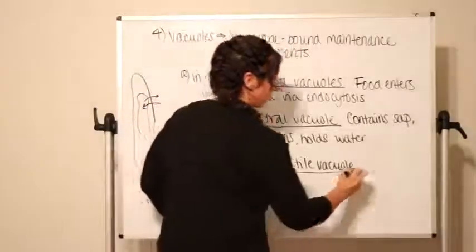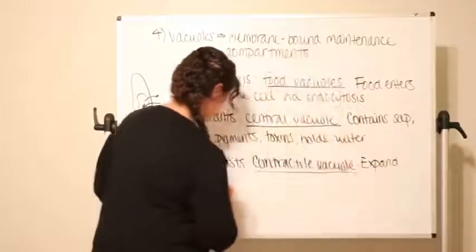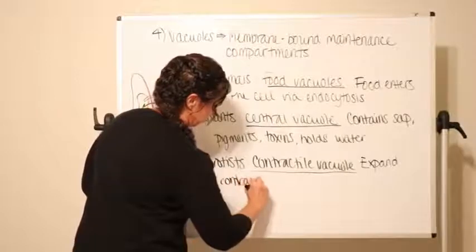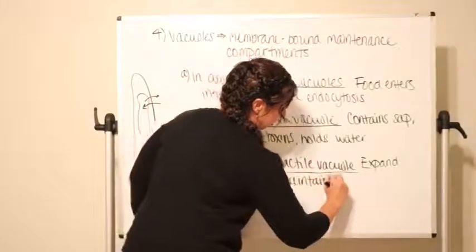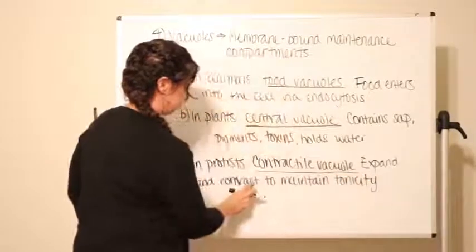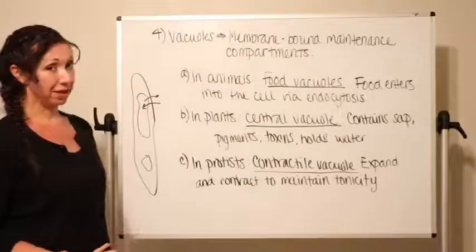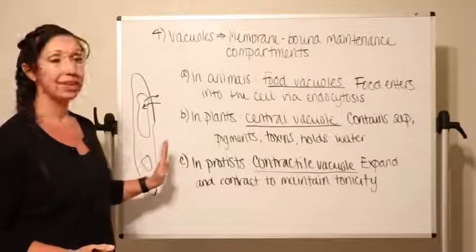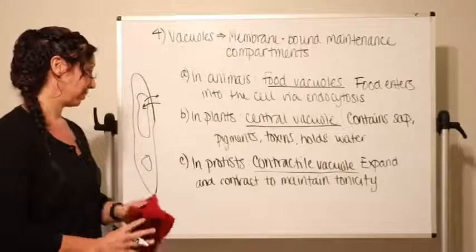So contractile vacuoles will expand and contract to maintain tonicity for the cell. So that's vacuoles. Got three types: food vacuoles in animals, contractile vacuoles in plants, I'm sorry, central vacuoles in plants, and contractile vacuoles in protists.